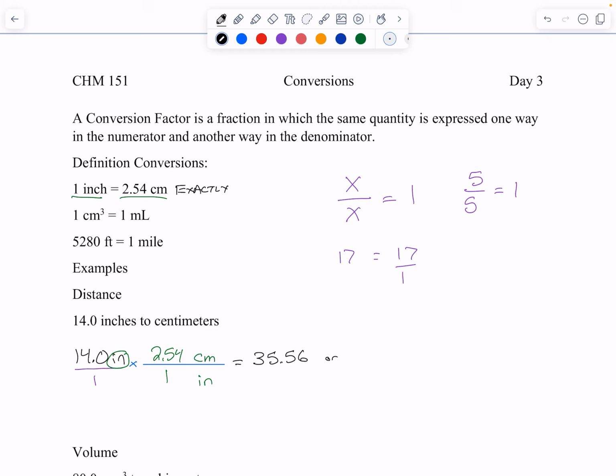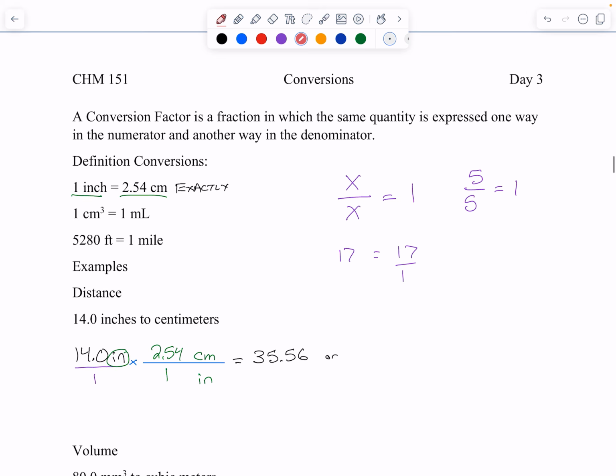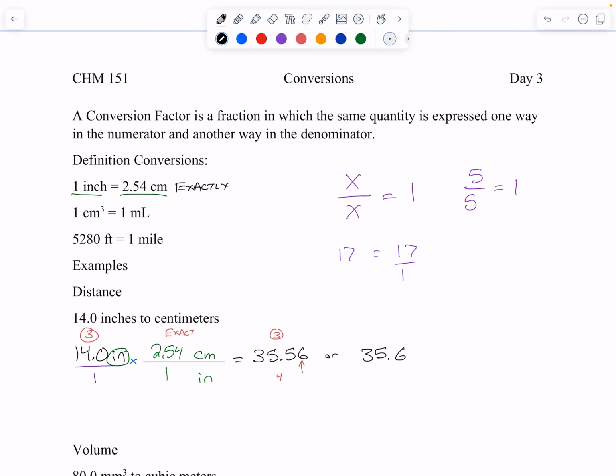Since I have 3 sig figs to start with, let's write this out. I have 3 sig figs, and this conversion is exact, so I get to have 3 here. This next digit happens to be 4, so we have to round. That number right there is a 6, so we round up to 35.6 centimeters. So 14 inches is the same as 35.6 centimeters. That's a good example of distance, and it's actually an English to metric conversion.